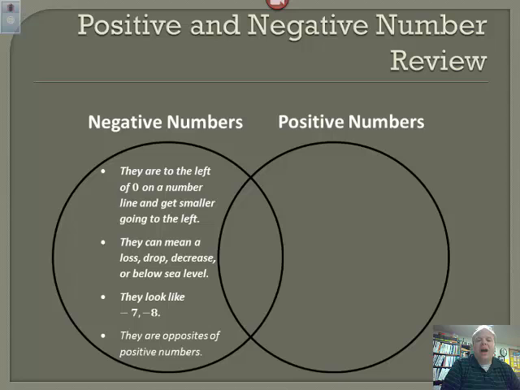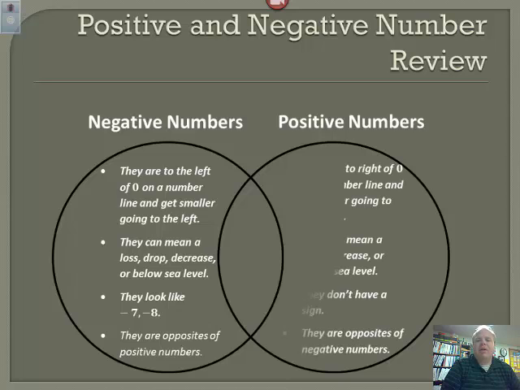So if they're the opposite of positive numbers, let's see what positive numbers are. Positive numbers are to the right of 0 on the number line, and they get larger going to the right. Okay? Which is the exact opposite of the negative numbers. And some words we can use when we talk about positive numbers: they can mean a gain, an increase, or above sea level.